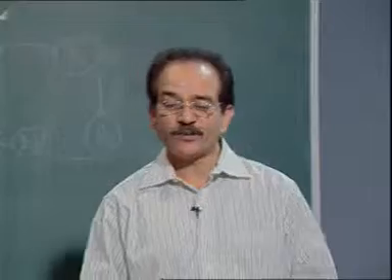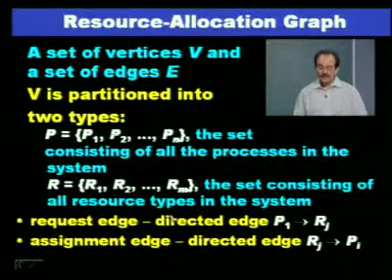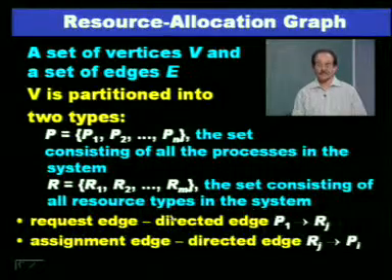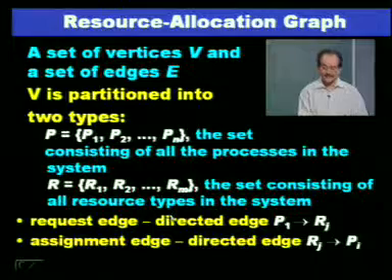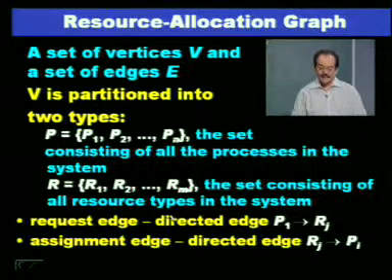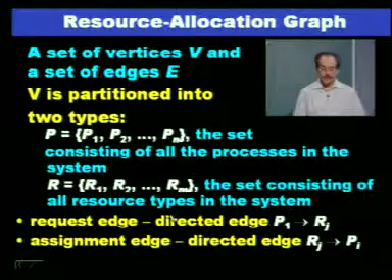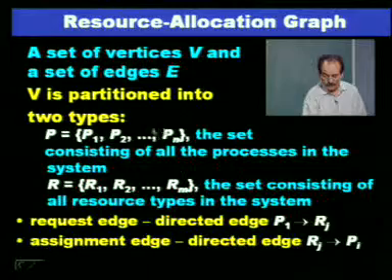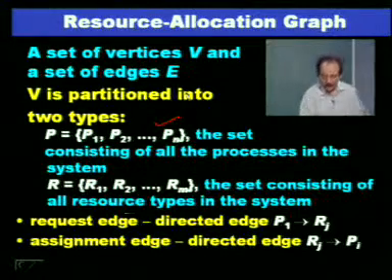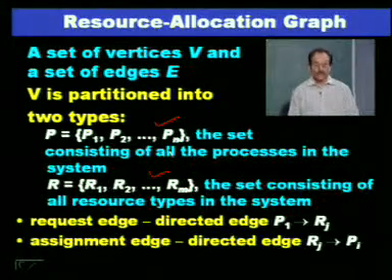Now, how do we find out whether a deadlock has occurred or not? We go for resource allocation graphs. Basically, you might have gone through graphs, which are nothing but a set of vertices and a set of edges. Now, let us say V is partitioned into two types. Let us say P1, P2 consisting of all the processes, and R is another set consisting of all the resource types of the system.